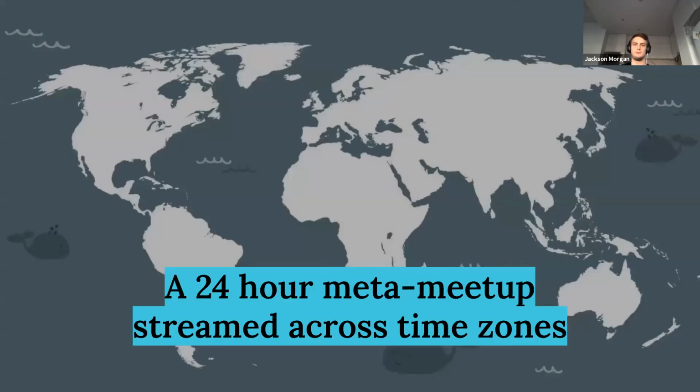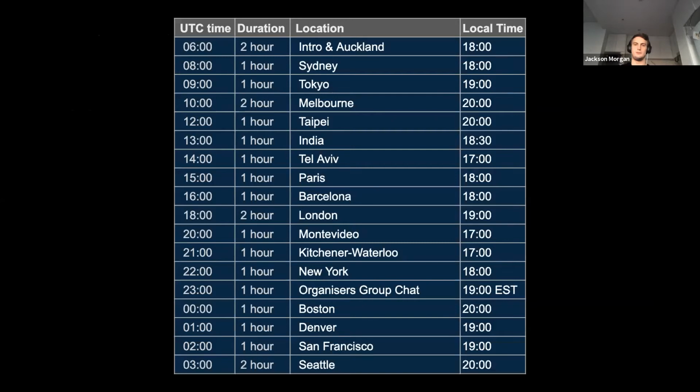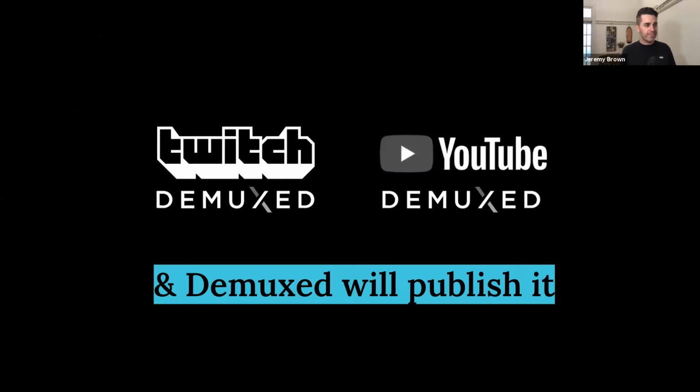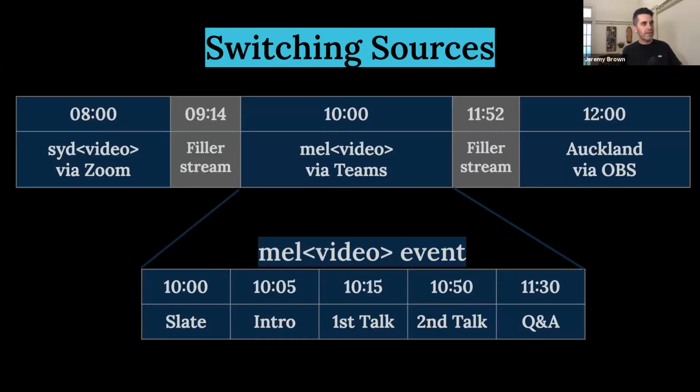My images are gone. 24-hour meetup. There's actually 18 meetups, just like Jackson's meetup here. He's got around the world. We're doing the same thing. But what we've done is we've figured out that if we all play out over the day, we can have a 24-hour meetup. Anyone who knows the Demux conference will know why we'll publish it. This is how it will work. Lots of entry points around the world, lots of people using different technologies and then pushed out, switching sources to play out over the day.